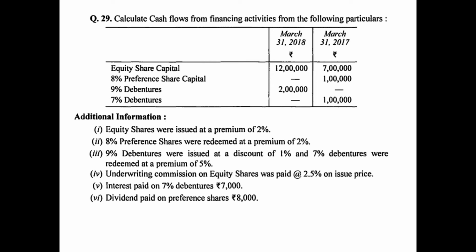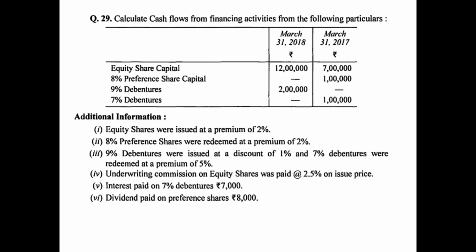That means the value which is printed on that particular shares or debentures. Now the additional information. Point number 1, equity shares were issued at a premium of 2%. Now the value which is shown in equity share capital, last year 7 lakh and current year 12 lakh, that is the face value. That means equity shares of 5 lakh face value have been issued, but additional information says it has been issued at a premium of 2%. Premium means above. So 5 lakh shares have been issued at plus 2%. So 2% of 5 lakh will be 10,000. So that means the shares of 5 lakh have been issued for 5 lakh 10,000.